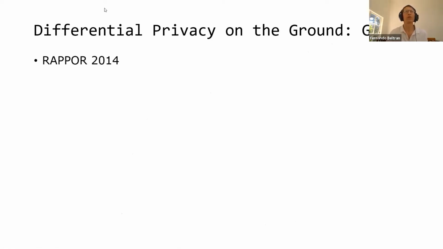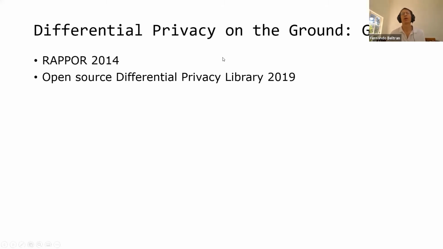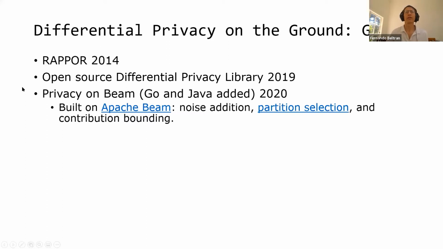From 2014, Google released something called the Randomized Aggregatable Privacy Preserving Ordinal Response. That's a tool for developers who want to incorporate differential privacy. Now, 5 years later, in 2019, they allowed access to the public through the Differential Privacy Library. And last year, they enhanced it with Go and Java. And this tool is built on Apache Beam.